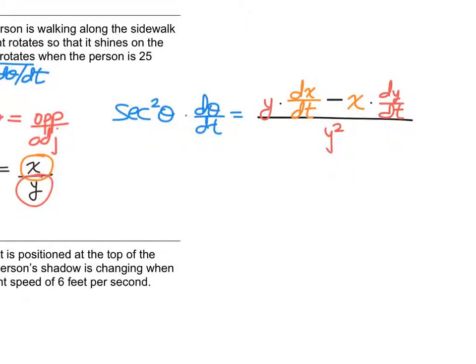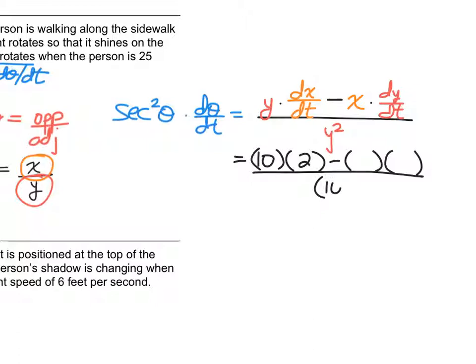Left-hand side looks impossible at this point. You're like, how am I supposed to figure out secant squared? I'll show you a very easy way in a second. On the right-hand side, the y value was given. dx/dt was given. x we don't know, but we can figure it out if we need to. Again, y is given.